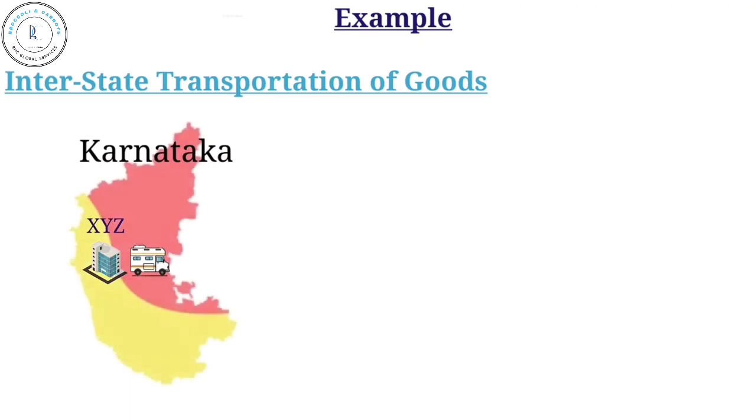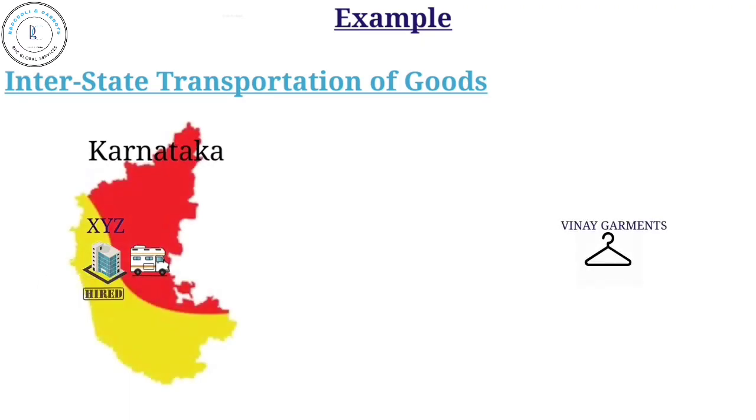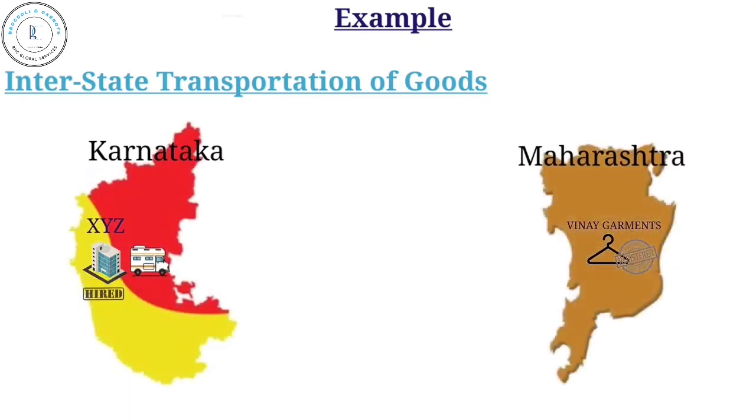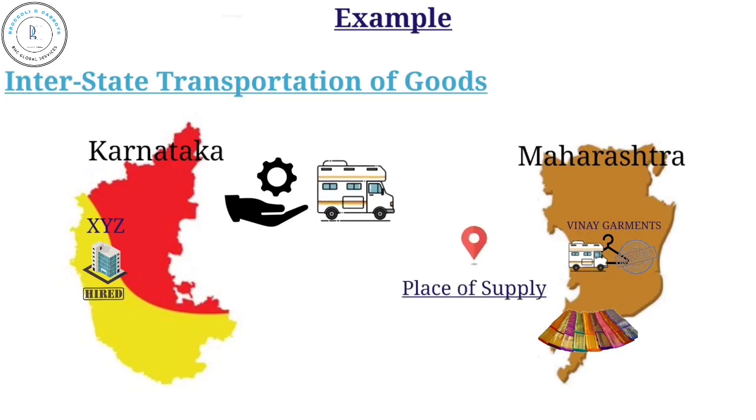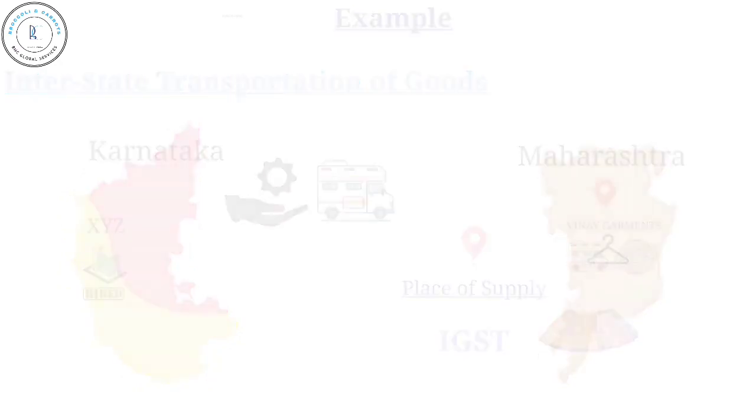Example: interstate transportation of goods. XYZ, a goods transportation company based in Karnataka, is hired by Vinay Garments, registered in Maharashtra, to transport 200 saris from Bangalore to Mumbai. Supply of services: transporting goods. Place of supply will be Maharashtra, the location of registered person. And IGST will be charged.